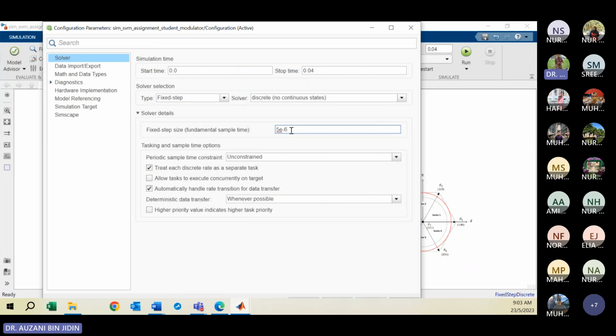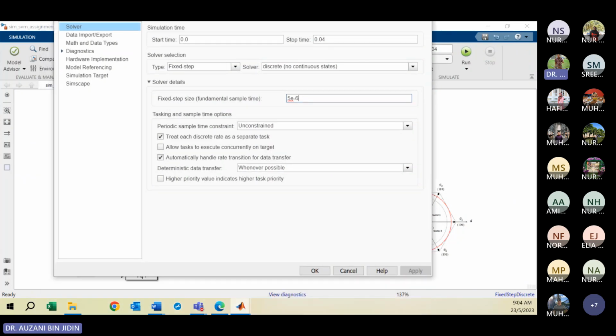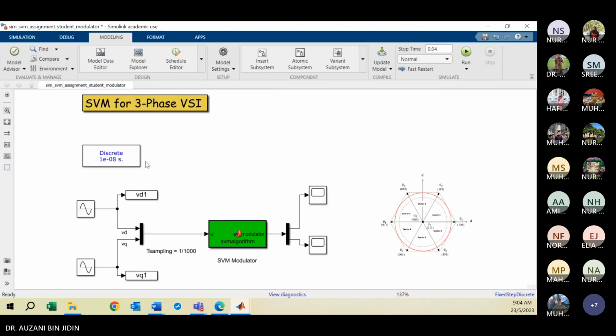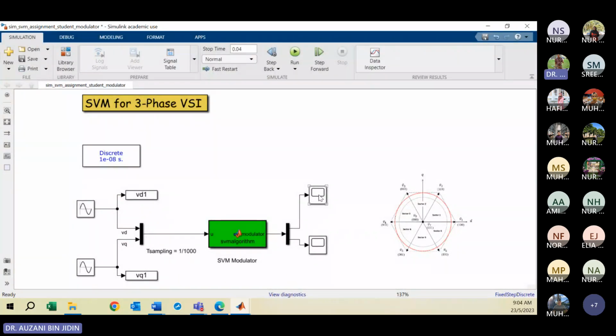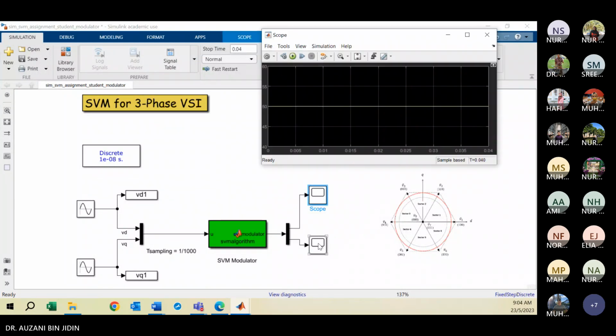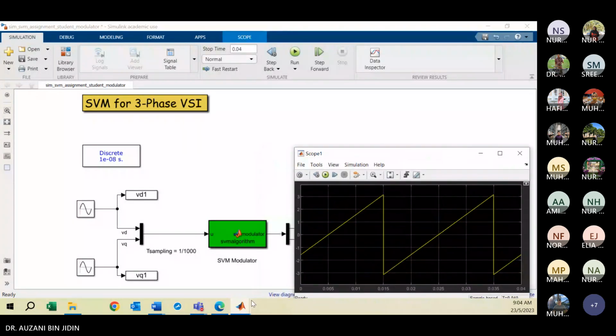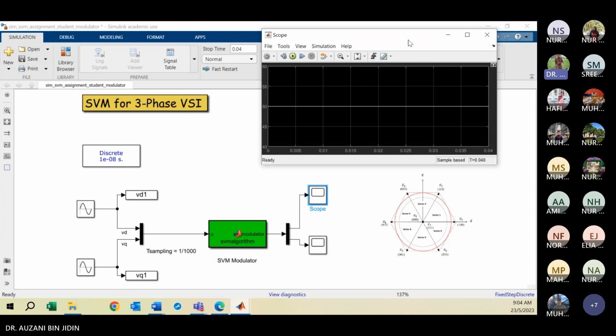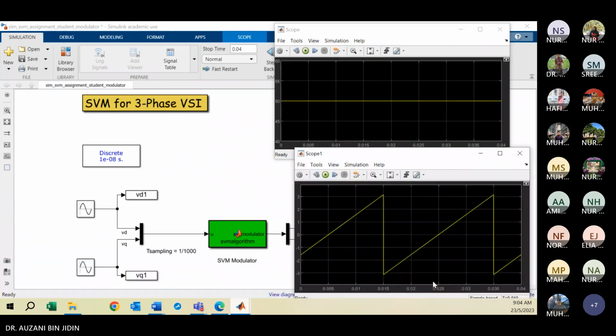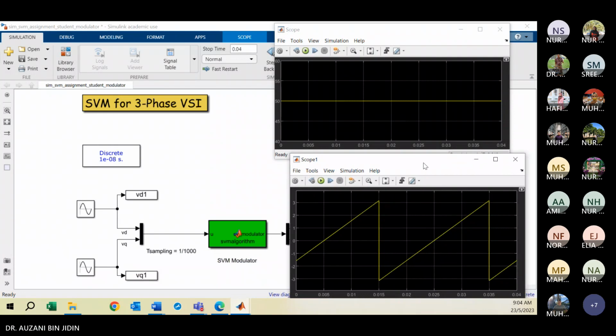Okay, then click OK or apply. Then you can run the simulation. Try run the simulation. Cepat kan? So this is the result. Mana waveform tadi? Here, the magnitude and the angle. Okay, but the first step is I want to teach you how to use the tool.